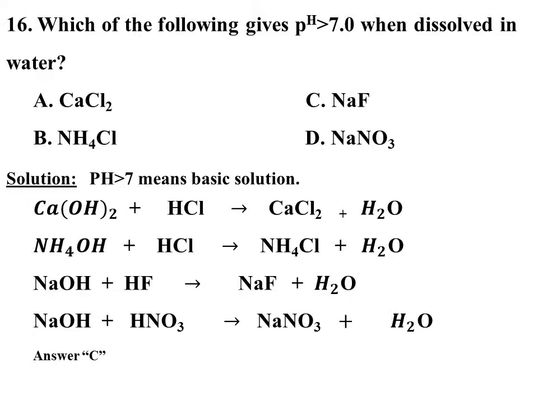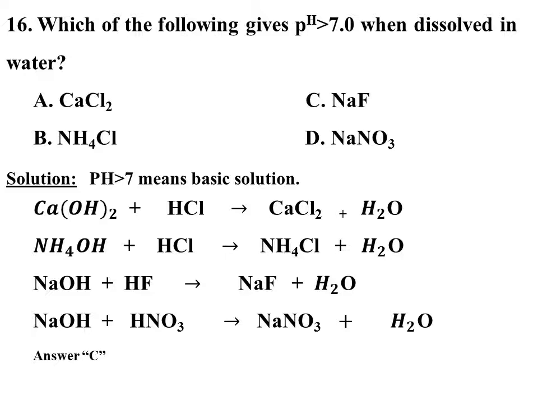Question number 16. Which of the following gives pH greater than 7 when dissolved in water? A, calcium chloride; B, ammonium chloride; C, sodium fluoride; D, sodium nitrate. pH greater than 7 means the solution is a basic solution.